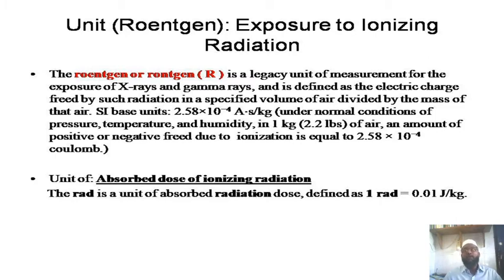Otherwise, you can understand that in 1 kilogram of air, the amount of positive or negative charge freed due to ionization is equivalent to 2.58 × 10^-4 coulomb. So we understand how much charge is freed by gamma or X-ray radiation in 1 kilogram of air occupying a specified volume.